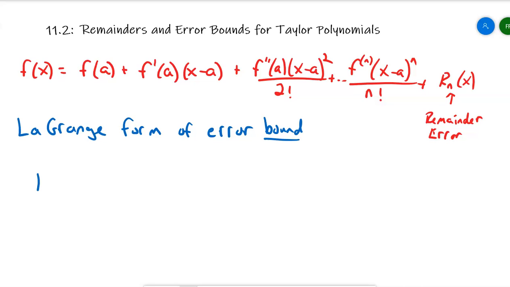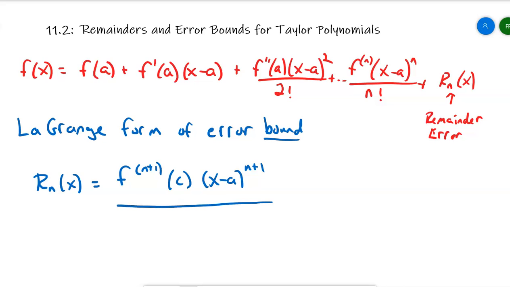Now, the Lagrange form of the error bound looks like this. The remainder by stopping at n terms is going to be the n plus first derivative. So if I stop at 4 terms, I'm looking for the 5th derivative, evaluated at some constant c, and I'll tell you about that in a minute, times (x minus a) to the n plus 1 over n plus 1 factorial.